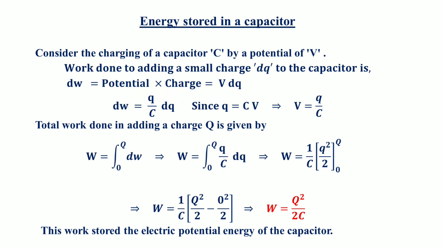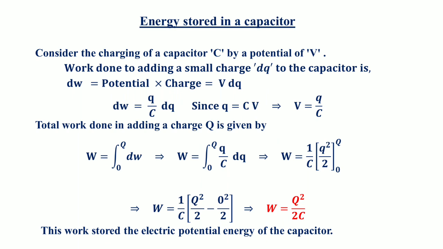Let dq be a small charge. To store this charge in the capacitor, the cell should do small work dW, as we discussed already. So dW is equal to potential into charge. We studied already V is equal to W by Q, so W is equal to V into Q. Here instead of W, dW, and instead of Q, dQ. So dW is equal to V dQ.